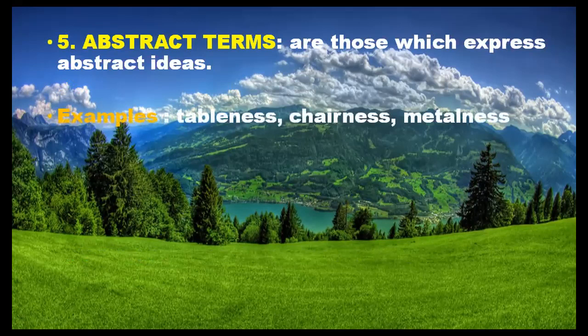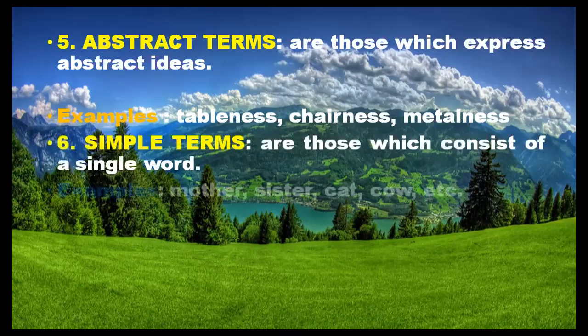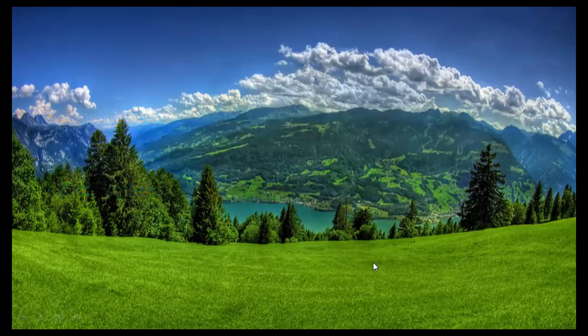The word tangere means to touch. So example, mayroon akong table dito. This is concrete. But what makes a table a table? No? It's tableness or chainness or metalness. Or sabihin mo, what makes a thing beautiful? So those are abstract terms. And then we have the simple terms, those which consist of a single word. Mother, no? Sister, cat, cow, house, man, woman. Simple terms.